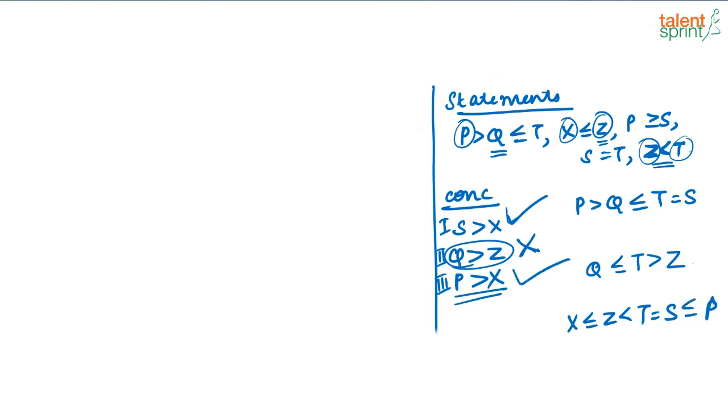So this conclusion follows. So in this question, conclusion 1 and 3 will follow, conclusion 2 will not follow. So the correct answer here will be 1 and 3 follows. Only 1 and 3 will follow. Yes. Okay. So that is it.